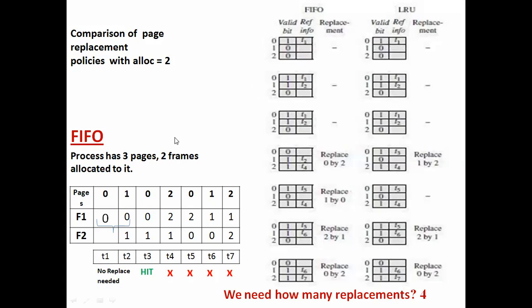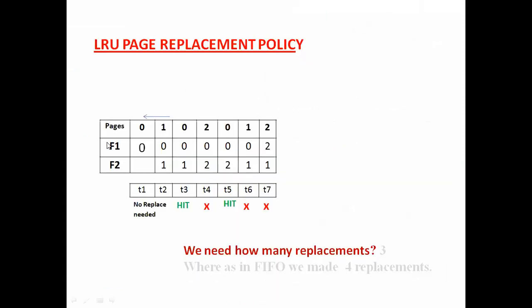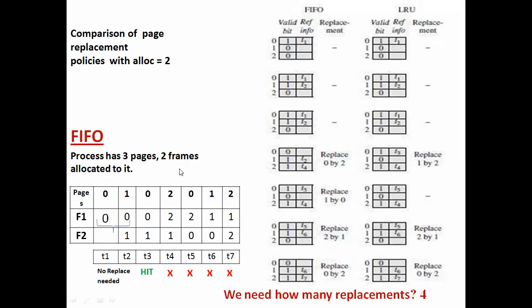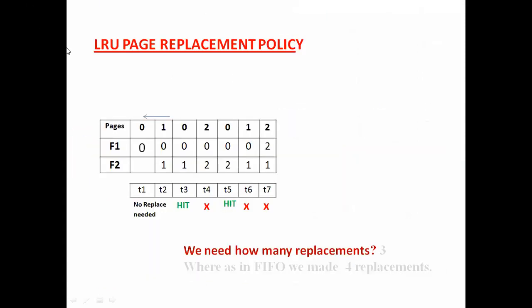Okay, as we are familiar with first in first out and LRU, try to understand this and also see how many replacements you'll need. Here I'll need 4 replacements in case of first in first out, and in case of least recently used, how many page faults are there according to this particular figure?